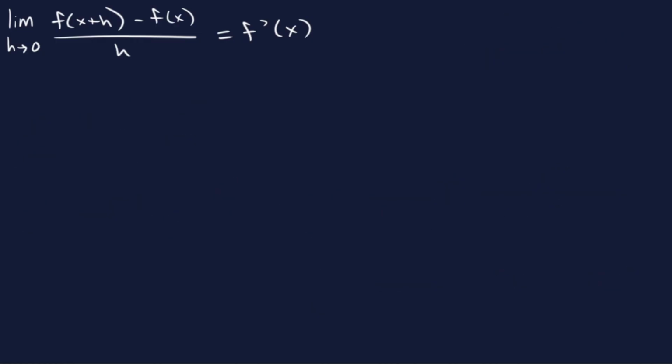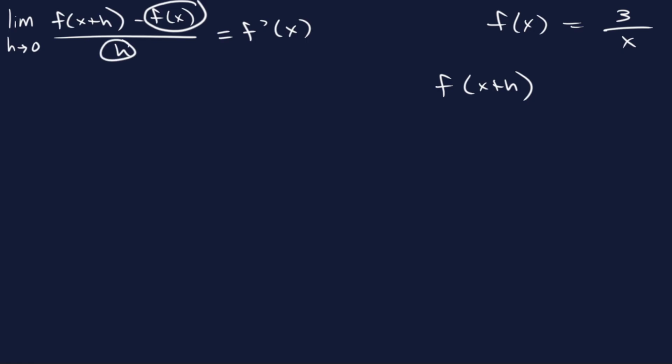Let's take a look at another example. So let's say you're given that f of x equals 3 over x, and they want you to find f prime of x using the limit definition. So let's go over that. Using the same logic as before, what we're going to do first is derive f of x plus h, because again, that's the only unknown that we need to find in our limit definition.